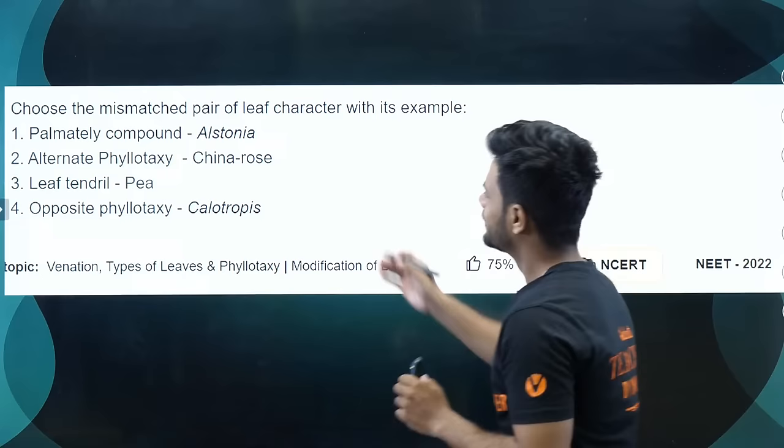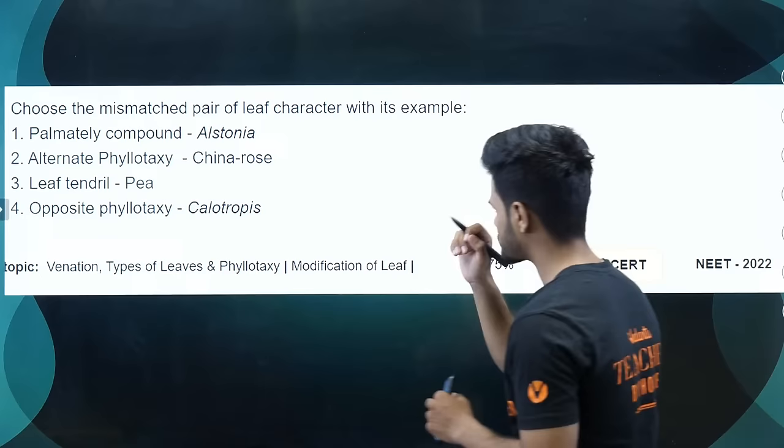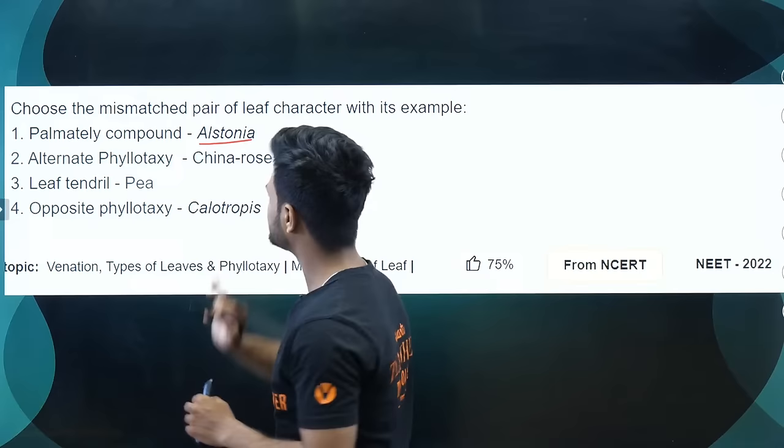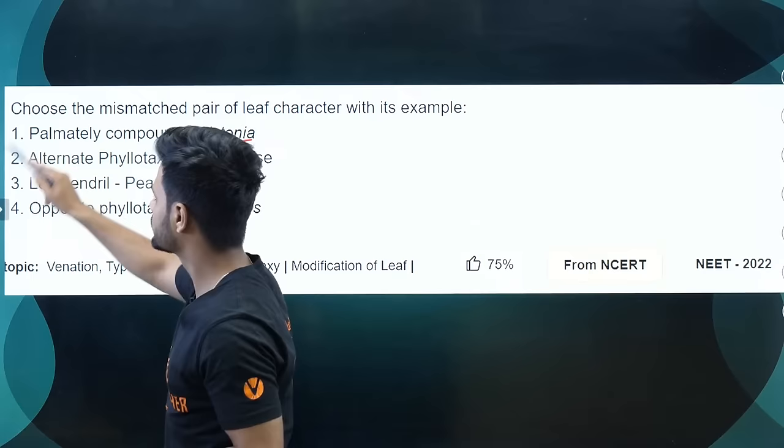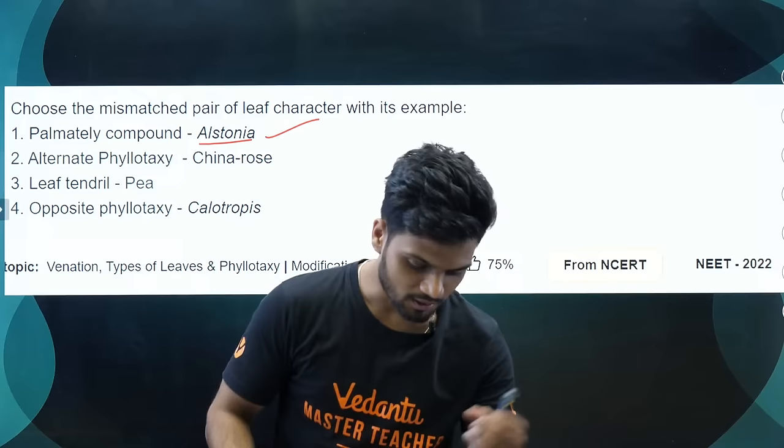Choose the mismatched pair of leaf with its example. Mismatched. Very easy. We know Alstonia. Alstonia is whorled venation. Whorled phyllotaxy. So the answer is going to be your mismatch. Easy peasy lemon squeezy, right?